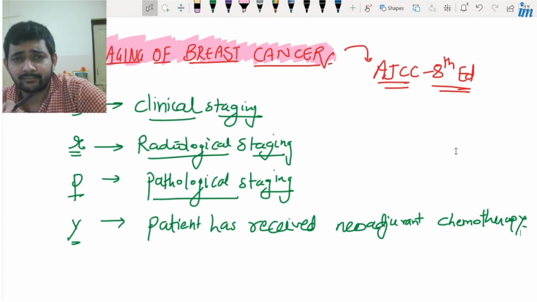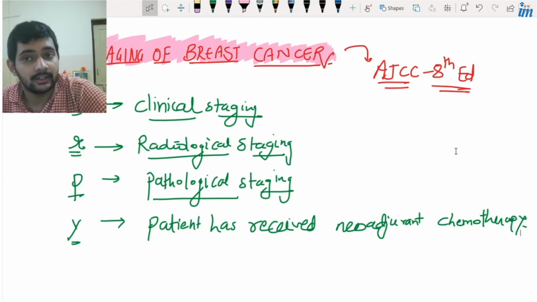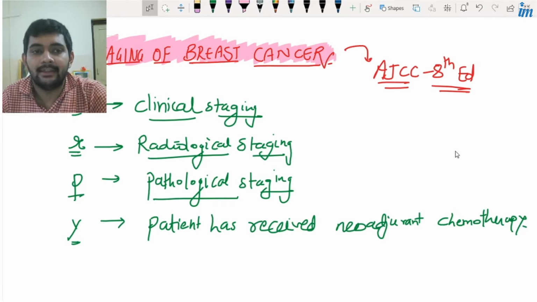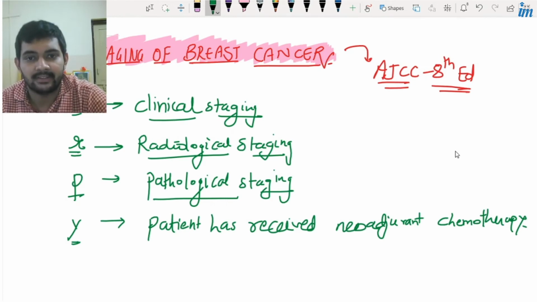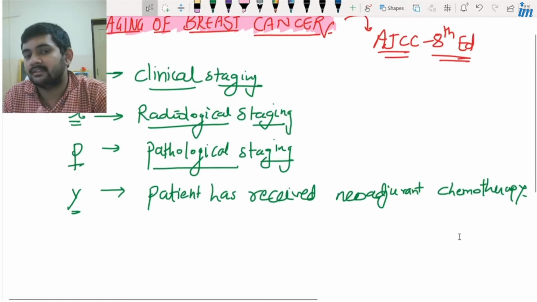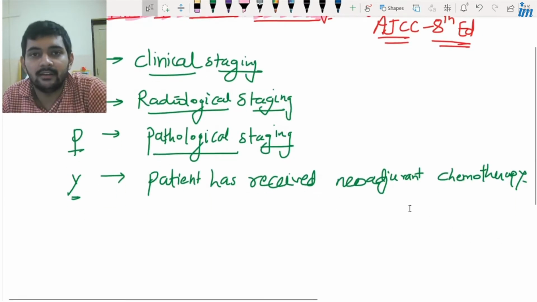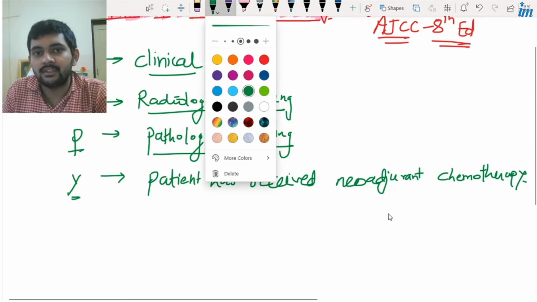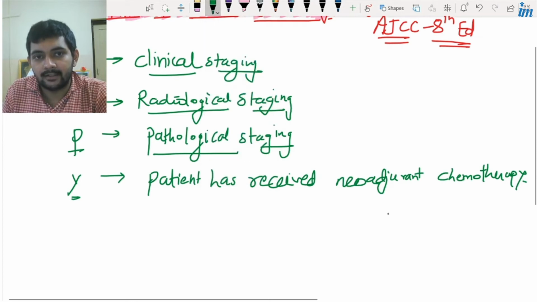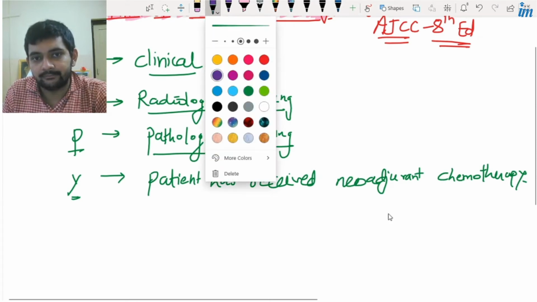So now in the scenario that I have given you as an example, you have done clinical examination, radiological investigation as well as pathological investigation. So overall, whichever staging you are going to do, chiefly you are going to apply the prefix C, because that will be the main component for investigating. Suppose you have done just a clinical examination, you will put it as C. I'll give you an example.